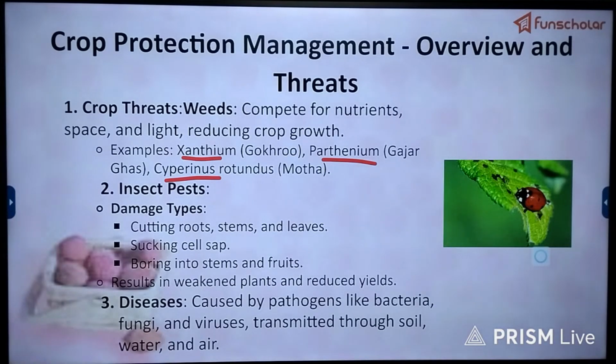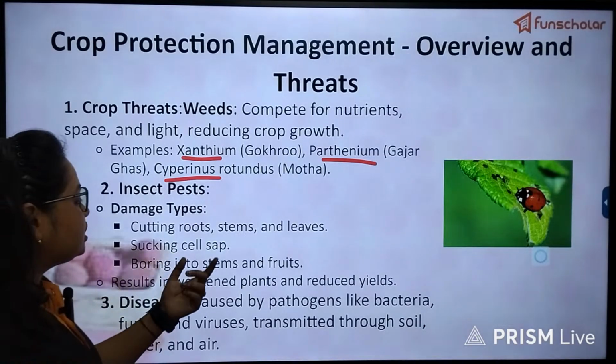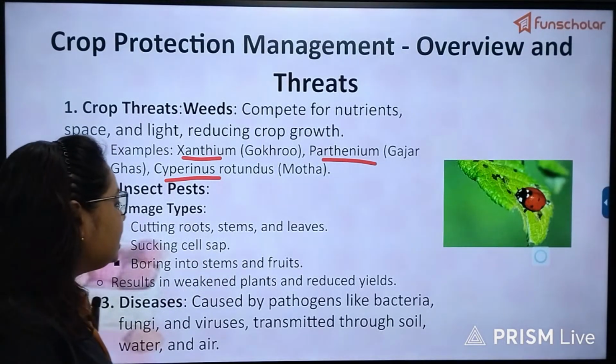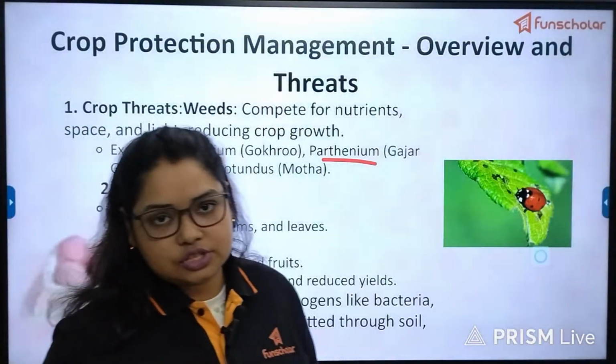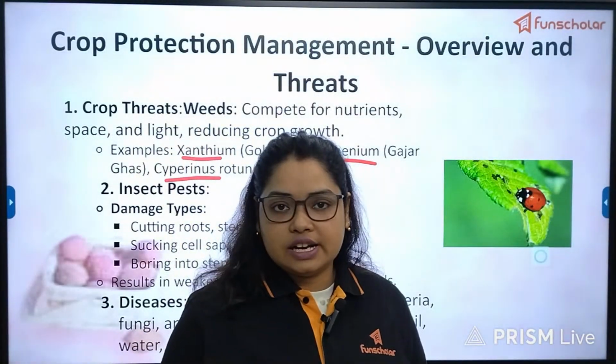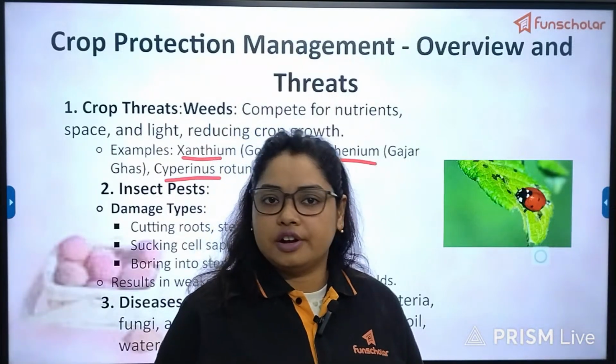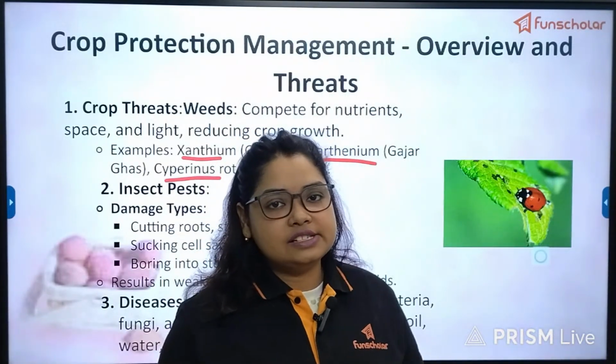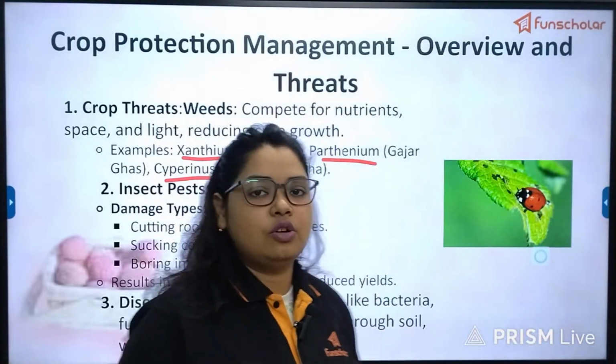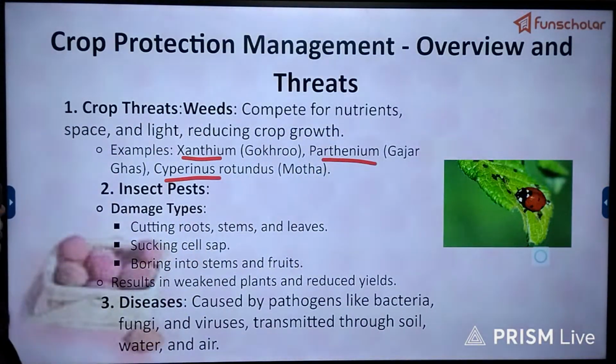So what do they do? How do they damage the crops? They cut the roots, stems and the leaves. So it leads to vegetative loss. If roots are cut and damaged, we know the function of roots, that is to absorb water and minerals. So if that doesn't happen, obviously plants, or the crop plants specifically, won't survive.